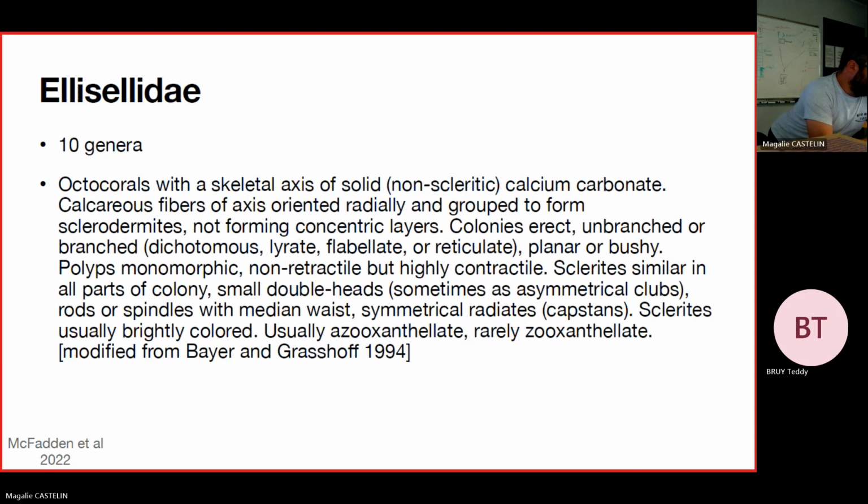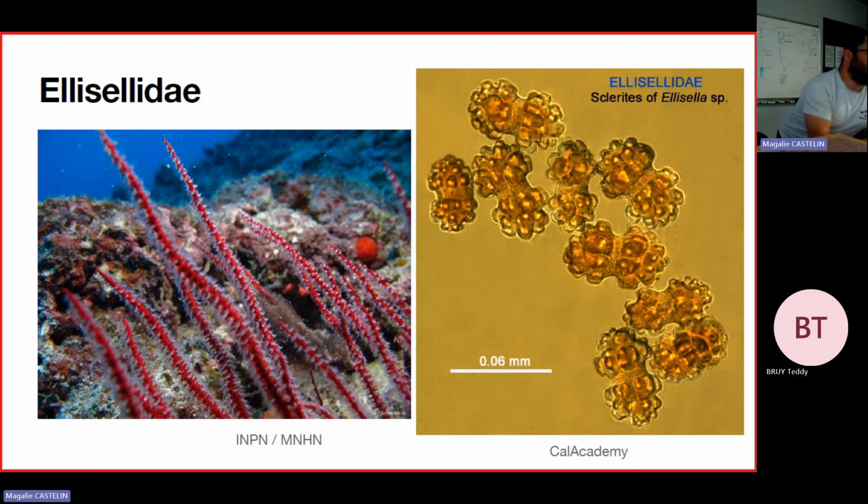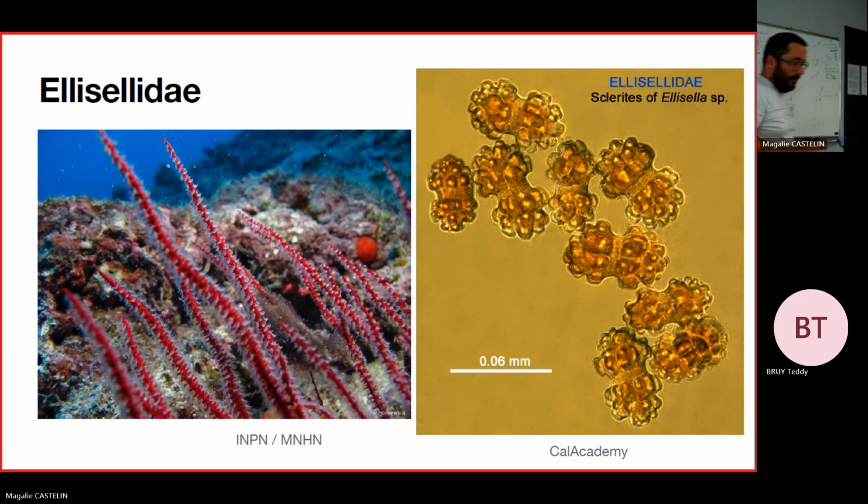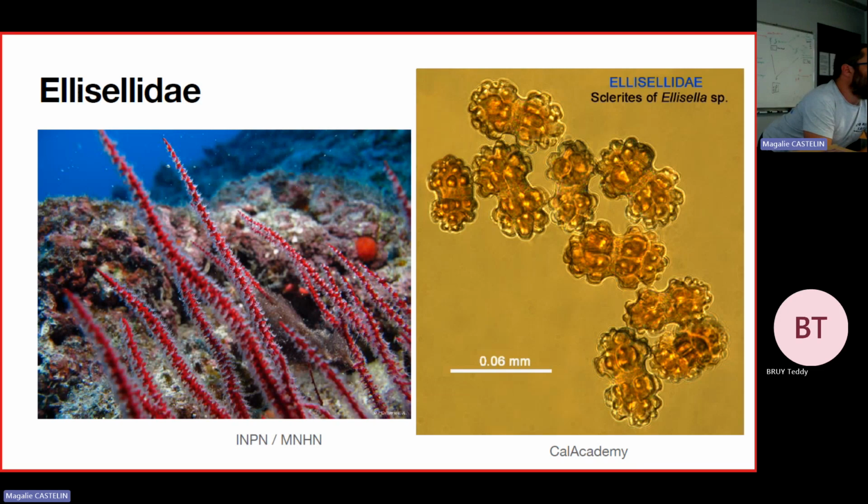The Helicoralliidae... I won't go into the diagnosis so much. The more striking feature to me are the sclerites, which are double clubs. So this is a double club, like this. And this can be quite fleshy, and they occur in moderately deep water, under 200 meters depth, but they occur also in shallow water, as you can see on this picture.